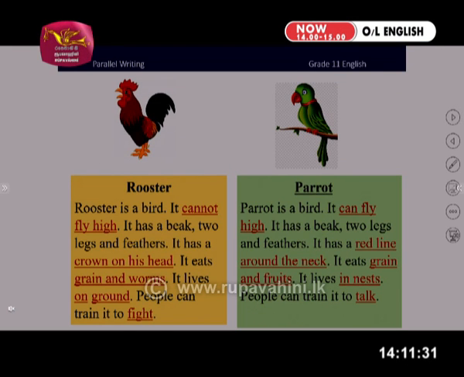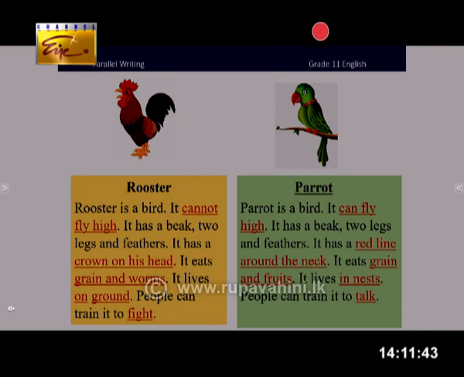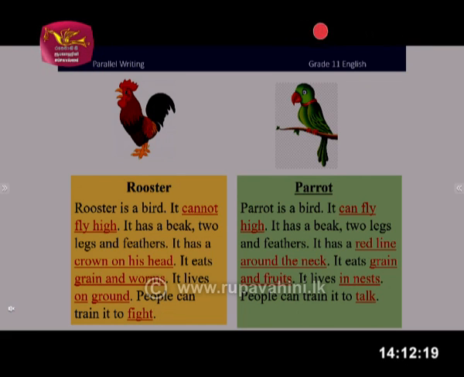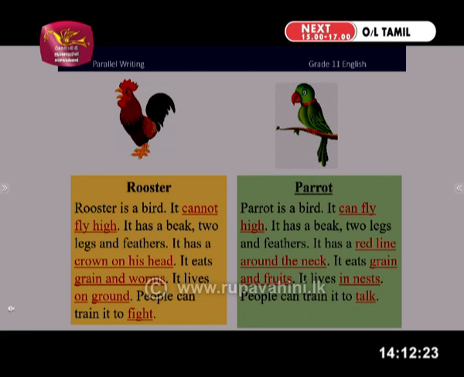Right, let's take a look at the new paragraph which you have constructed. Okay, to make it easier, I have highlighted it and also underlined it. Rooster is a bird. Parrot is a bird. It cannot fly high. The parrot, it can fly high. It has a beak, 2 legs and feathers. And in the second paragraph, we are writing, it has a beak, 2 legs and feathers. The same information. It has a crown on its head. In the second paragraph, it has a red line around the neck. When it comes to the rooster, it eats grain and worms. And the parrot, it eats grain and fruits. The rooster lives on ground. The parrot lives in nests. People can train the rooster to fight, and the parrot, people can train it to talk.